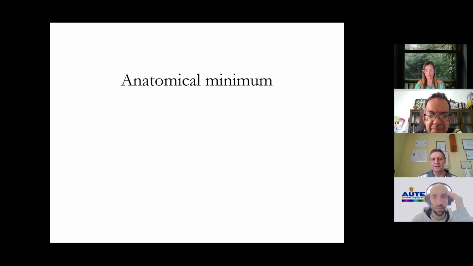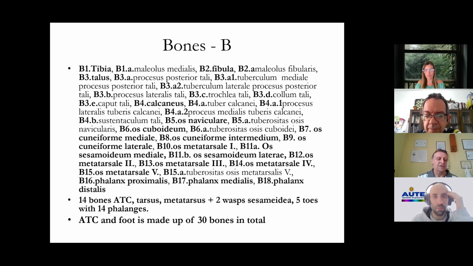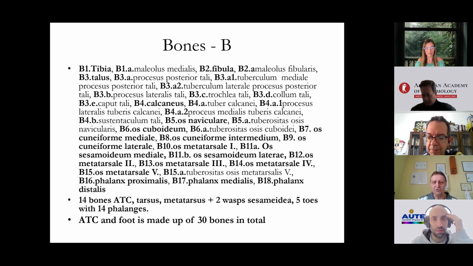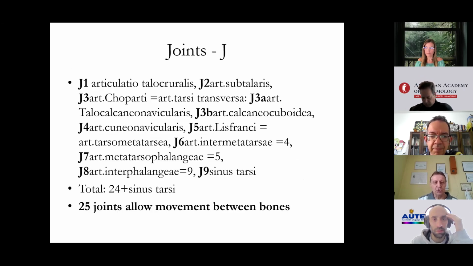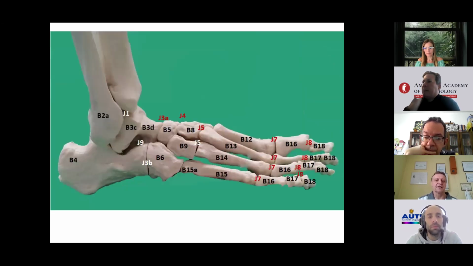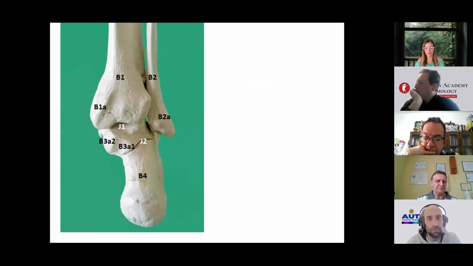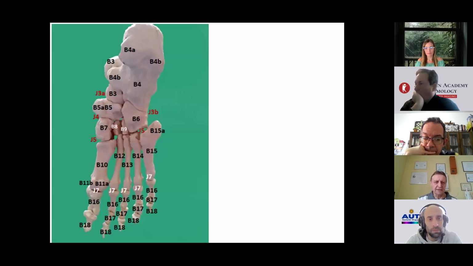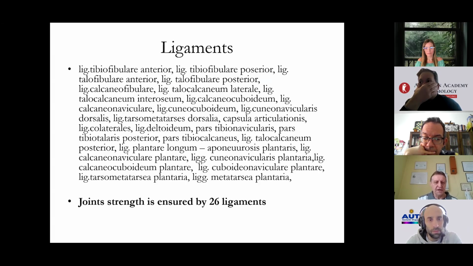For the beginning, only the anatomical minimum: the articulatio talocruralis and foot are made up of 30 bones in total. 25 joints allow movement between bones. On the following pictures, you can see the basic anatomical structures, bones and joints on the medial side, lateral side, dorsally, posteriorly, and plantarly. Joint strength is ensured by 26 ligaments.